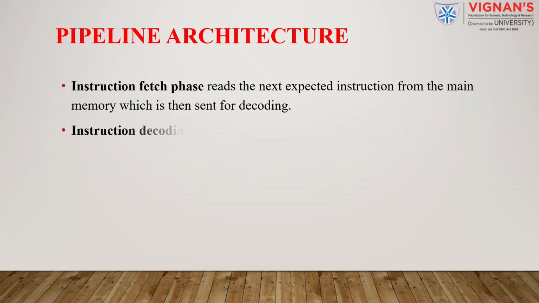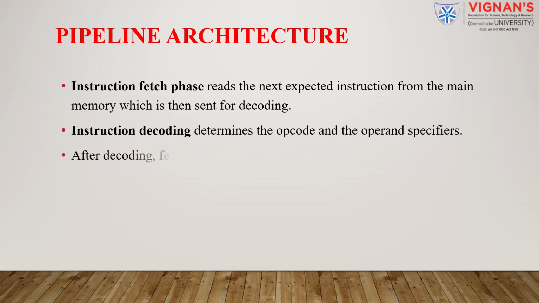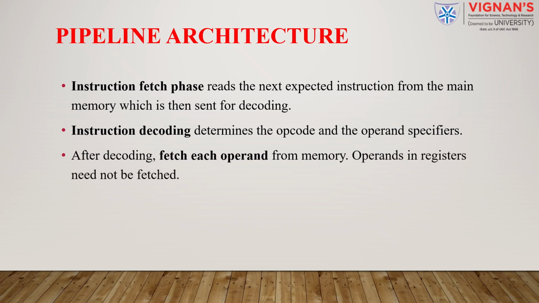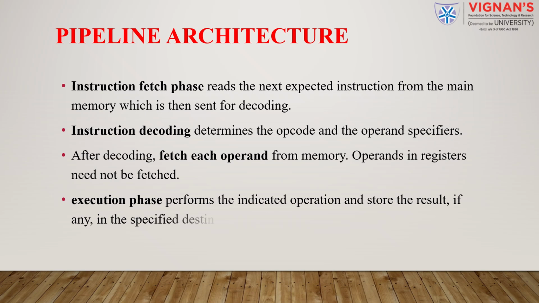Next is instruction decoding. This step determines the opcode, what action to take, and the operand specifiers, what data to use. Third is the operand fetch. After decoding, the system fetches each required operand from memory, though it is worth noting that operands already sitting in registers do not need to be fetched. Finally, the execution phase. This performs the indicated operation and stores the result in the specified destination location. This linear process is what happens for every single command your computer processes.